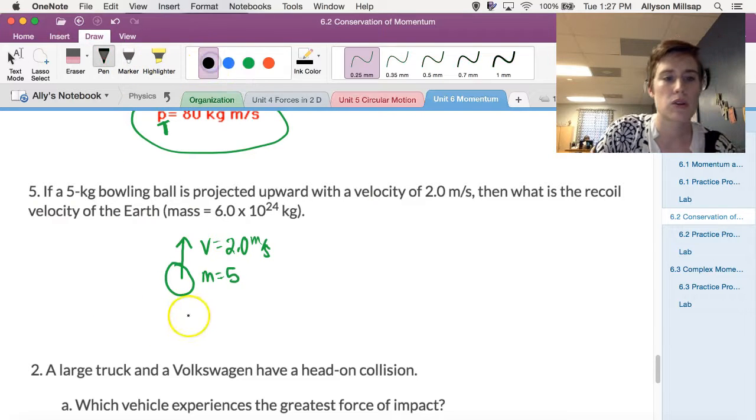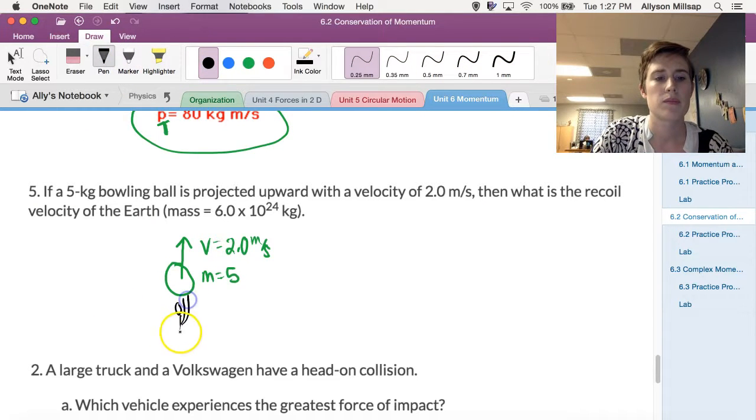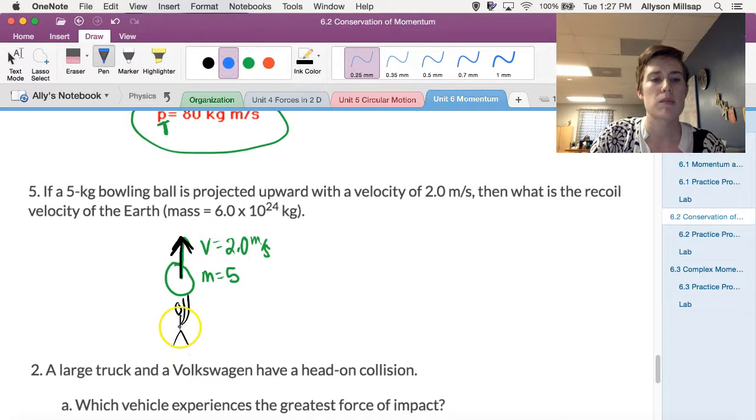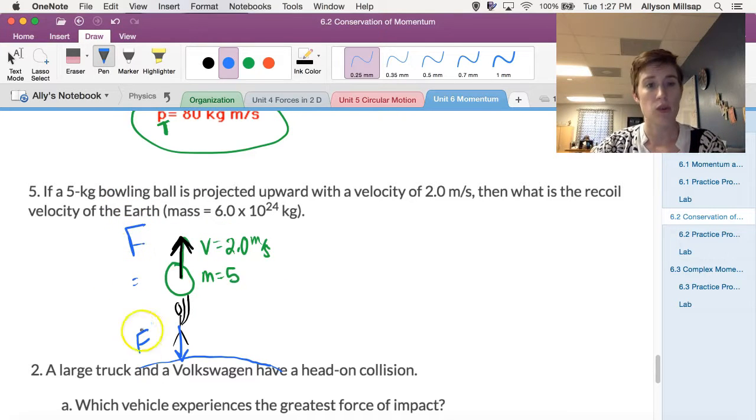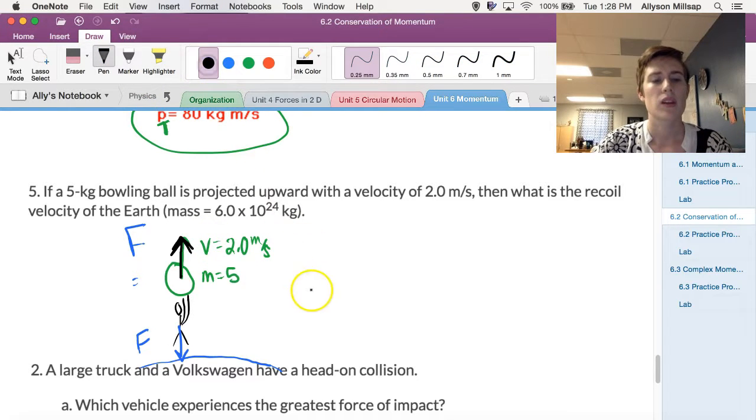Well, here's the person who is throwing it upward, right? If the person's throwing the ball upward, the ball is actually pushing back on the person, which is then pushing back on the Earth with the same force. So the force here should equal the force here. Unfortunately, we don't have force. We have mass and velocity. So mass of the ball times velocity of the ball is just 5 times 2.